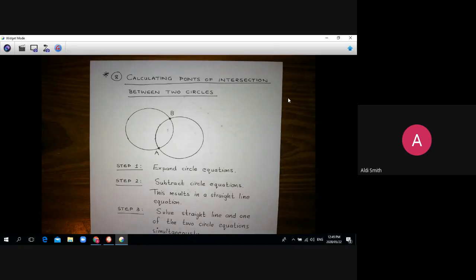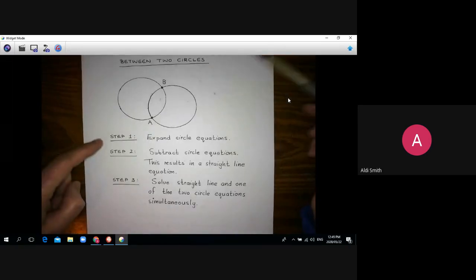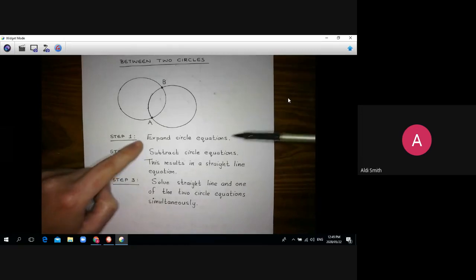So in this case, you'll see the following happen. If I want to find the points of intersection between two circles, you've got to expand the circle equations, meaning if it's in that standard form of (x minus a) squared plus (y minus b) squared, you've got to expand it.